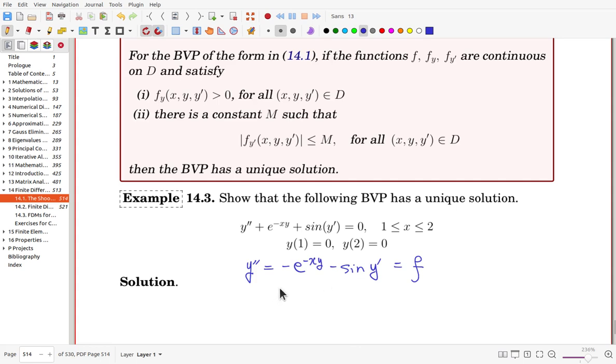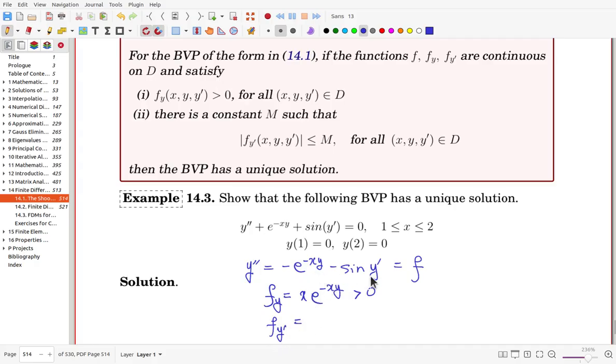Now here, consider the f sub y derivative. Then from here, minus x will come out from the chain rule, so that is x e to the minus xy. This is positive. x is between 1 and 2, so it's positive, and this one is positive, so that is positive.